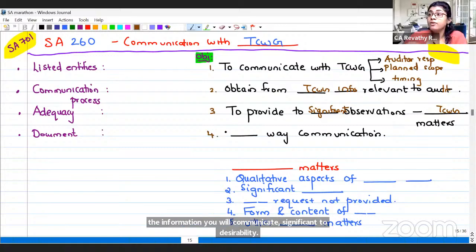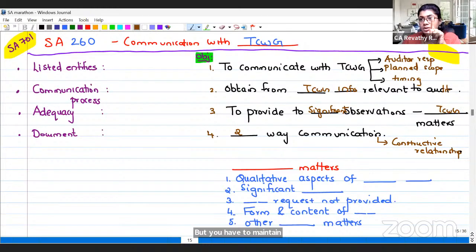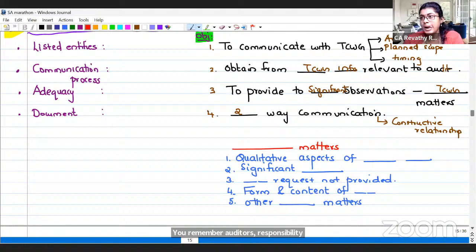Now, TCWG will give a reply, and we will reply to them. Effective two-way communication. Meaning, TCWG and the auditor will have a constructive relationship, but you have to maintain your independence and objectivity. Don't be biased, okay? All these things will come somewhere else too. You remember the auditor's responsibility paragraph in the audit report, SA 700? There also you will say we have communicated with TCWG the auditor's responsibility, plan, scope. These same contents you will say. So this is the objective of the standard.